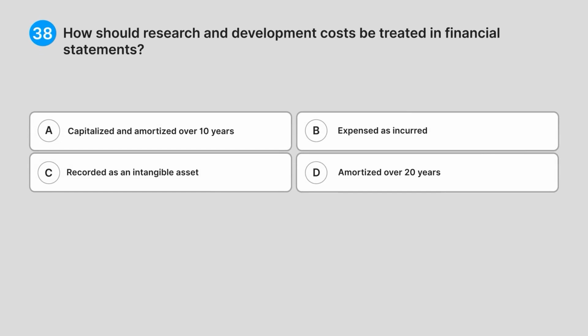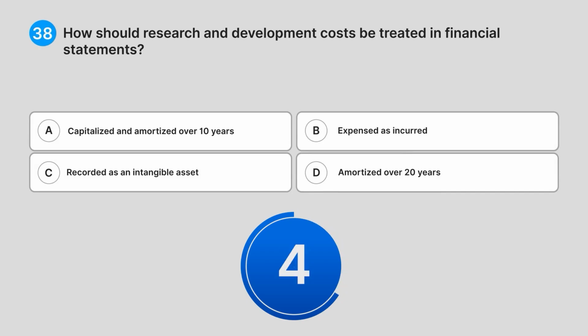38. How should research and development costs be treated in financial statements? A. Capitalized and amortized over 10 years. B. Expensed as incurred. C. Recorded as an intangible asset. D. Amortized over 20 years. Can you guess the answer?